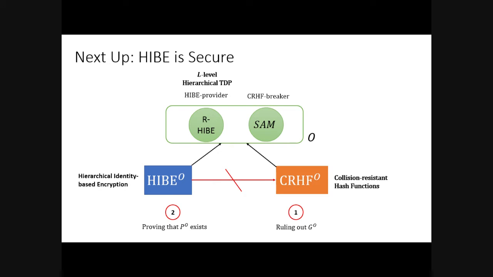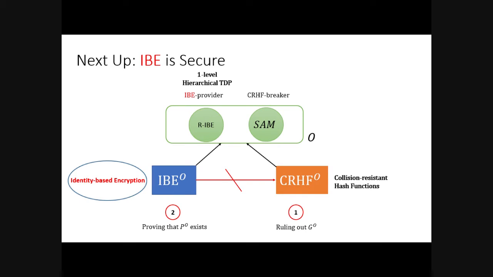So now we have ruled out collision-resistant hash functions. The next step is to show that HIBE exists, and we're going to do that using what we call a compression technique. For simplicity of this talk, I'm only going to do it for IBE. Our proof extends to hierarchical, but the main ideas will show up here as well.